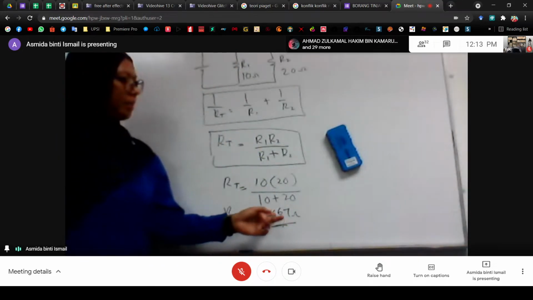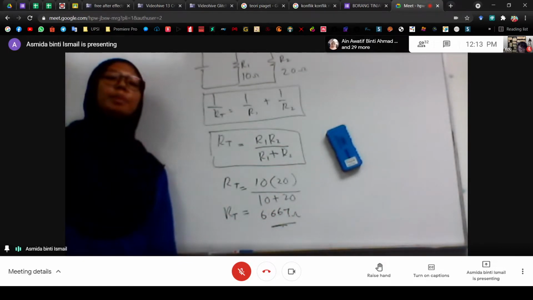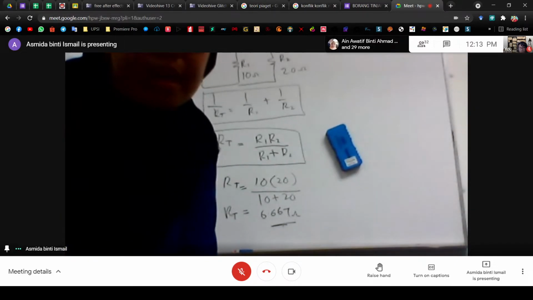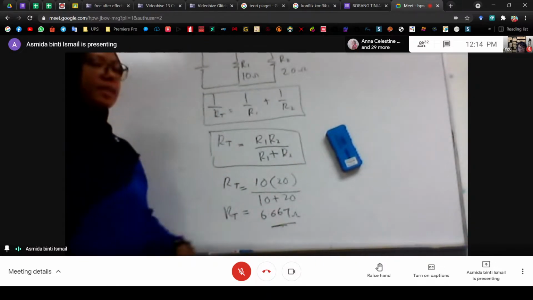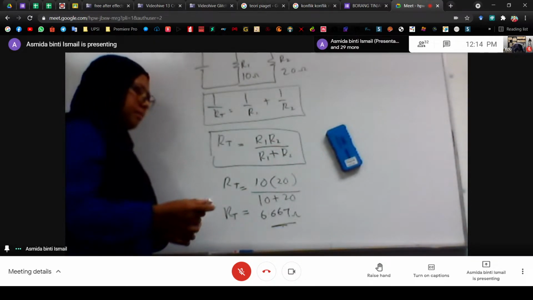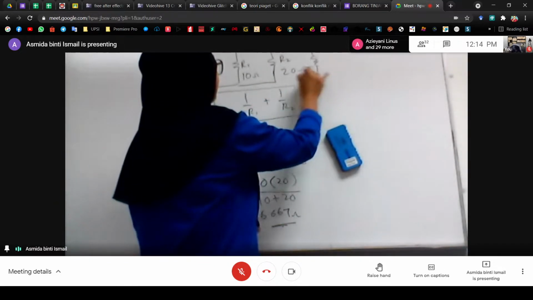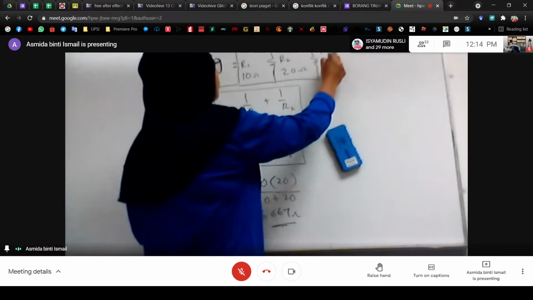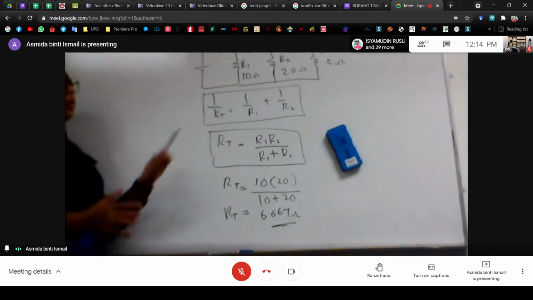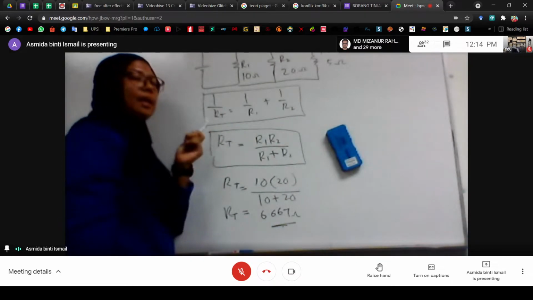If possible, you should give three decimal places. Okay, this is 6.667. If you have another R here, R3 is equal to 5 ohm, you can use this, no problem.